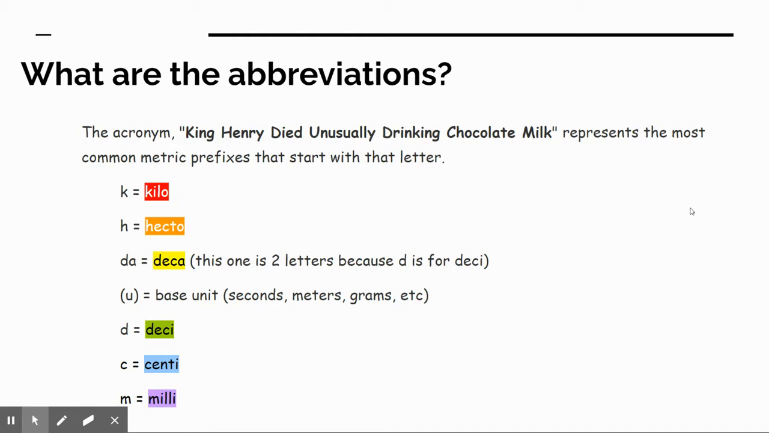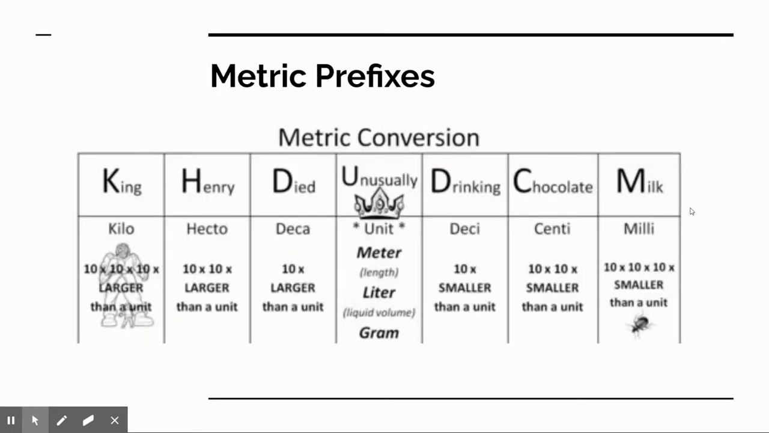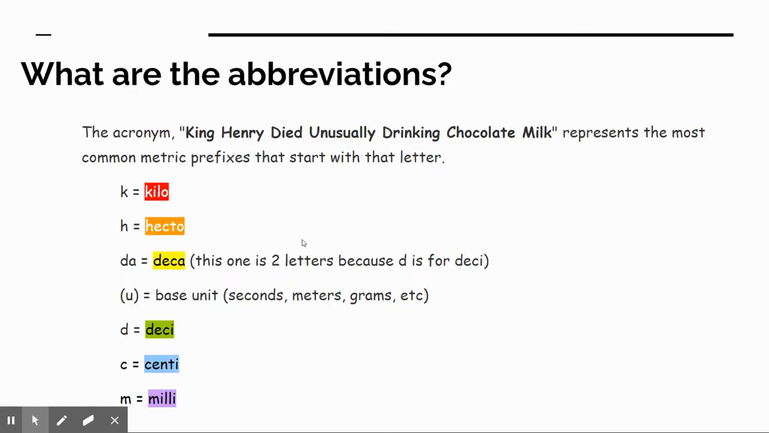What are the abbreviations? So we know what each of those are. I'm going to go back here. We know that the K represents a kilo. We know that Henry is the hecto and things like that. But how do we shorten kilo and hecto and deca? It turns out there is a prescribed way. Kilo is going to shorten to K. Hecto is going to be H.